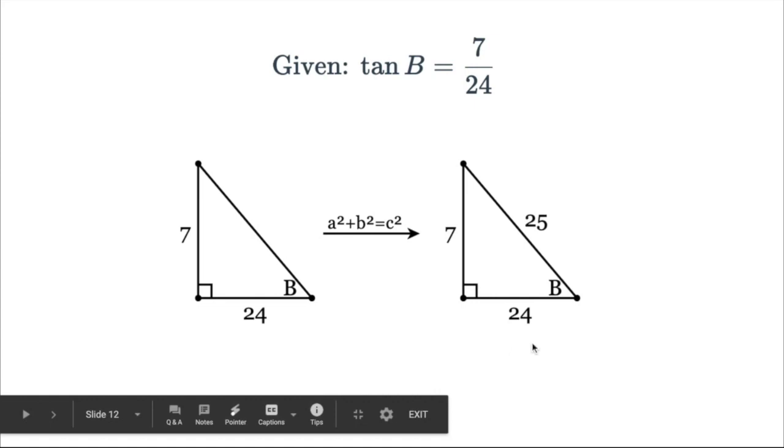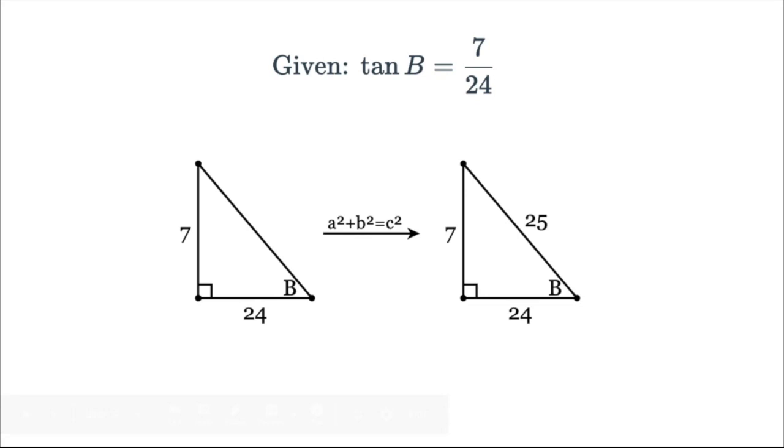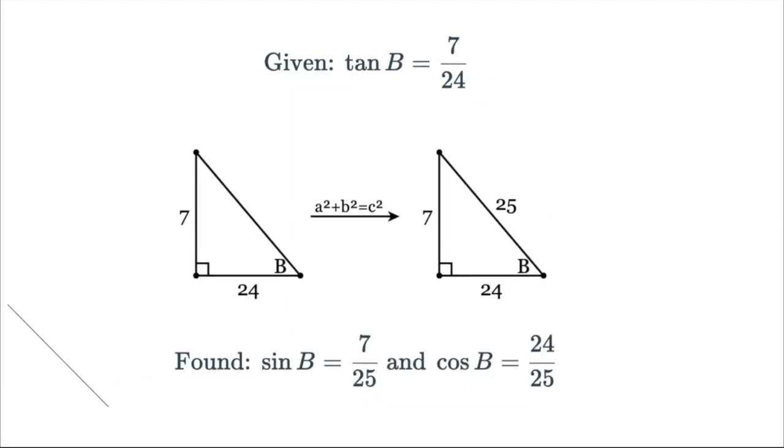So take a second, do it on your own. Maybe pause this video, write down what sine and cosine of B would be, and then I'll show it to you. Okay, sine will be 7 over 25, and cosine of B will be 24 over 25.